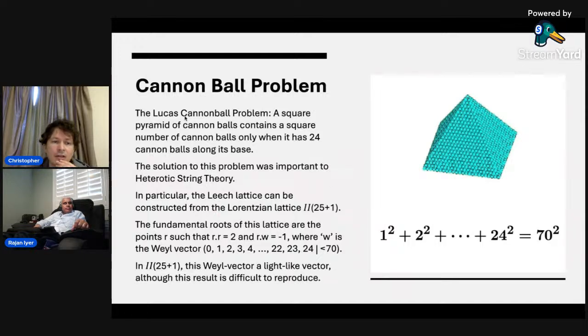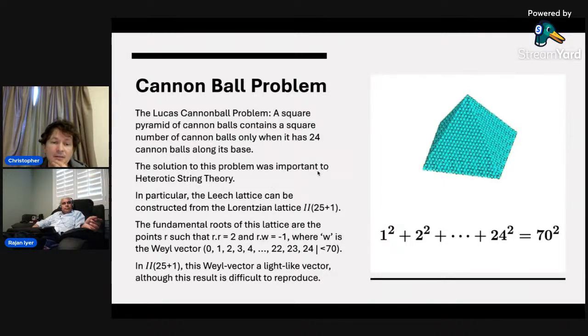answer to something called the Lucas Cannonball Problem, which is stated: a square pyramid of cannonballs contains a square number of cannonballs only when it has 24 cannonballs along its base. And so we can see that 70 squared is the sum of 1 to 24, each of those squared. So we have this relationship between the number 24 and the number 70.